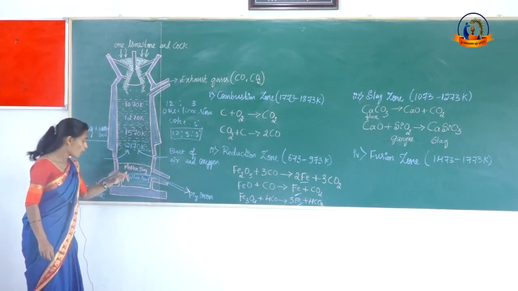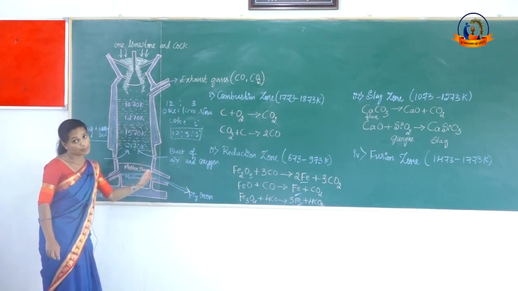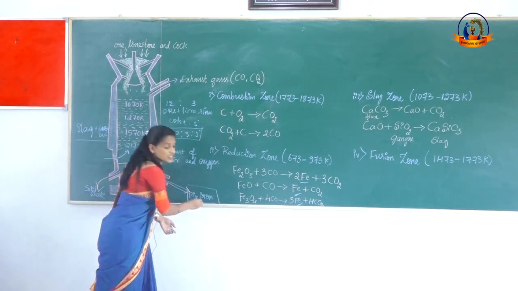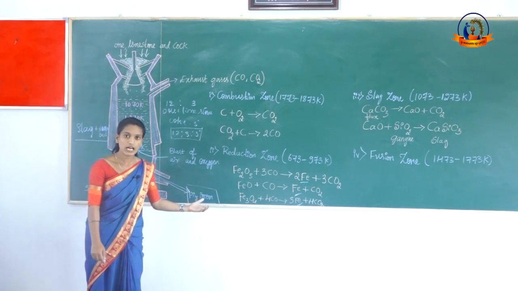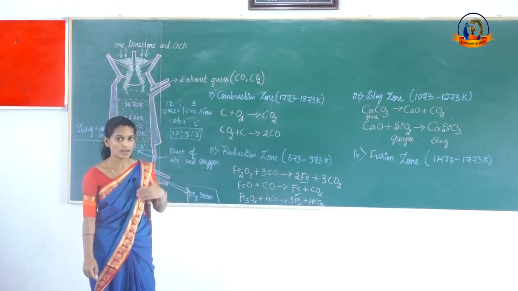The solidified form of the molten iron in the blast furnaces is nothing but the pig iron. The pig iron is not a pure form of iron. It consists of a lot of impurities, including 4% of carbon as an impurity.